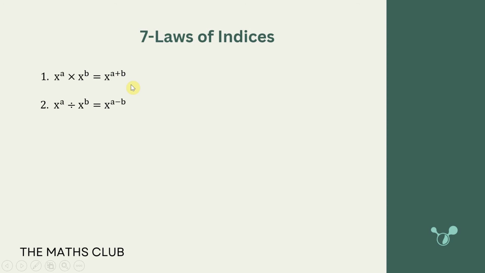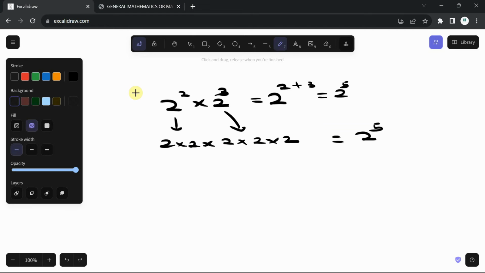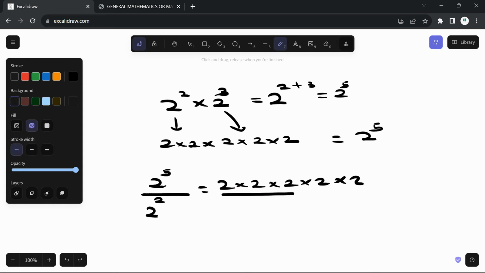Great. Now let's look at what happens when it's division. Let me use the example of 2 raised to the power of 5 divided by 2 raised to the power of 2. 2 raised to the power of 5 is 2 times 2 times 2 times 2 times 2, divided by 2 raised to the power of 2, which is 2 times 2. You agree with me that I can cancel, so 2 will cancel here, 2 will cancel here. I'll be left with 2 times 2 times 2, or 2 raised to the power of 3.